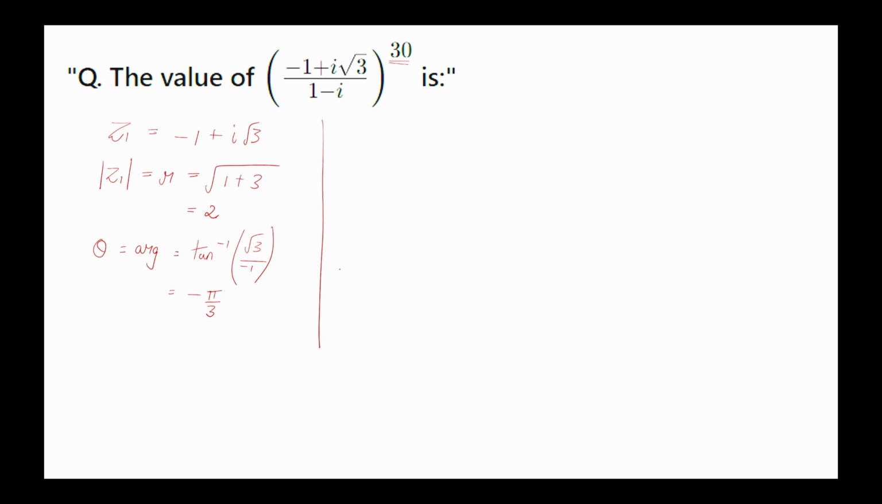Now let me take the other complex number, where z2 is equal to 1 minus iota. How can I write this down? First I'll find out my modulus of z2. This would be my r, root of 1 plus 1, basically root 2. And what would be my theta here? Let me call this theta 1, this is r1, this is r2, and this would be my theta 2. This would be my argument, which is equal to tan inverse of minus 1 by 1. So this is basically minus pi by 4.